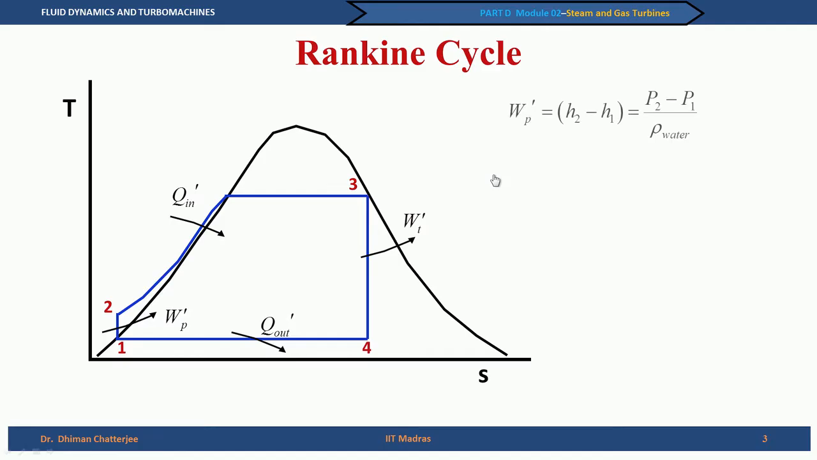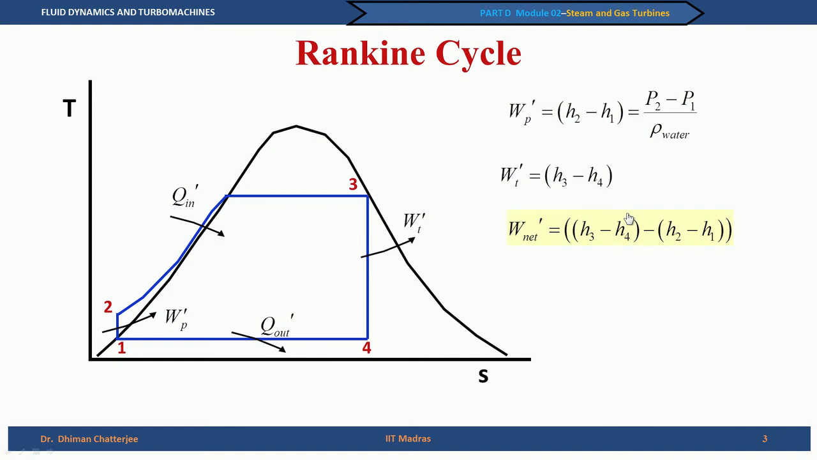So, to get the basics right, we can say that the pump work is given by, I am talking about specific work. If you want to get the total pump work, you have to multiply by the mass flow rate. So, it is equal to H 2 minus H 1, which can be written, because the density of water is about constant, as P 2 minus P 1 by rho water. The turbine work is given by H 3 minus H 4, which you already know from the thermodynamics lessons that you have taken earlier.